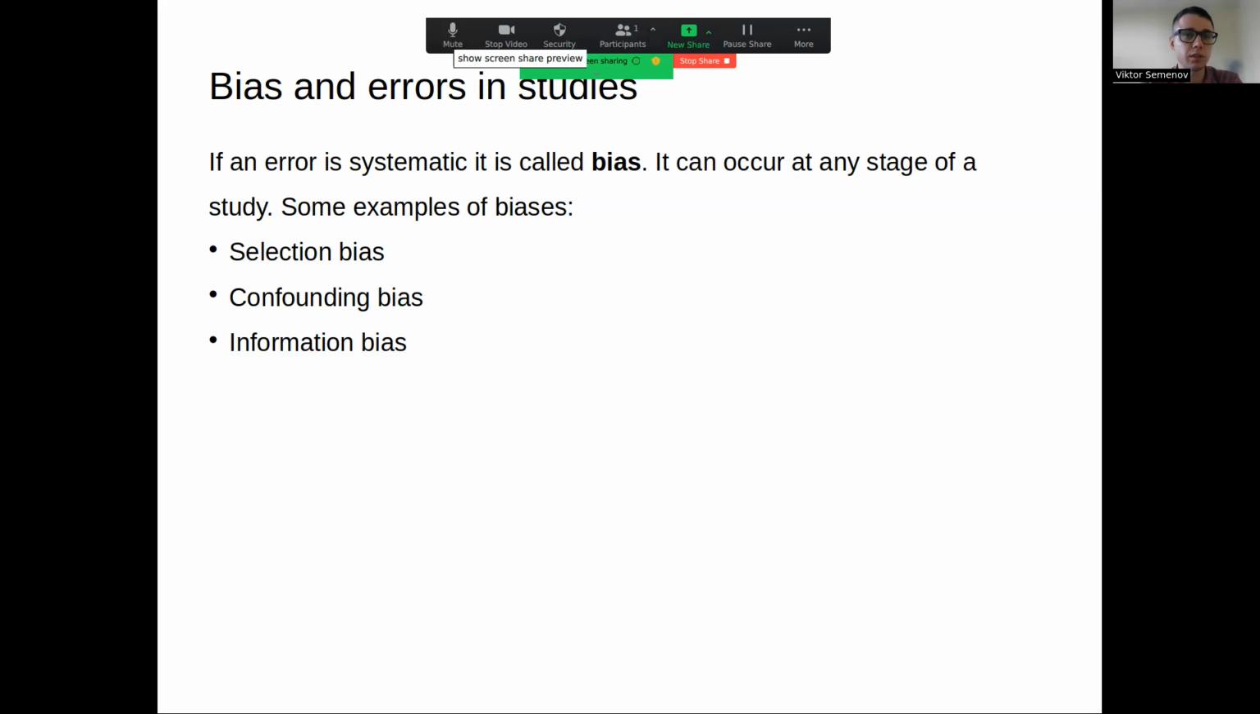And alcohol consumption is associated with liver cirrhosis. So in this case, alcohol consumption may be a confounder for the association between smoking and liver cirrhosis.